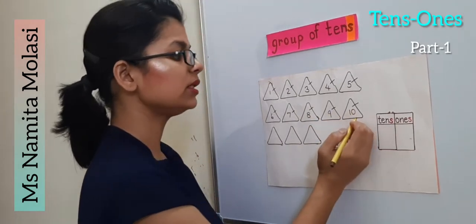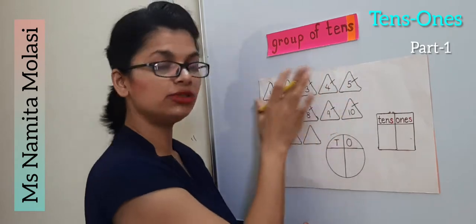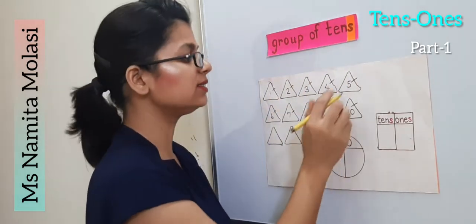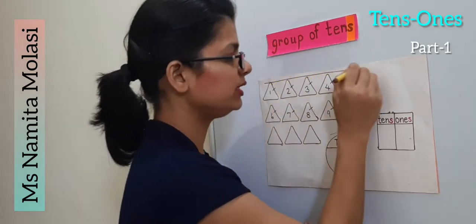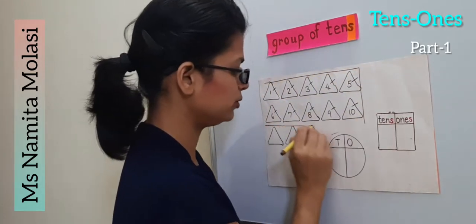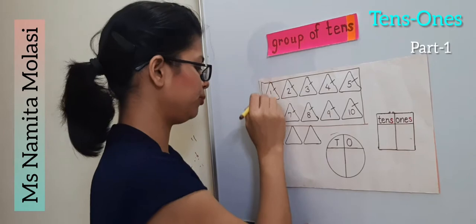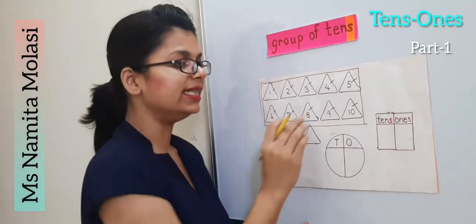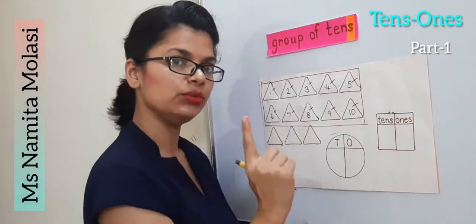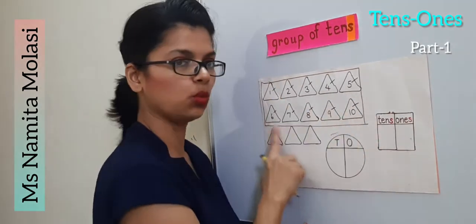1, 2, 3, 4, 5, 6, 7, 8, 9, and 10. Here we will stop because we have found 10 objects, 10 triangles, and now we are going to make a group. So you can take your pencil, crayon or something, and put them in a group. So this is the group of 10. And this is how many groups? Only one group.